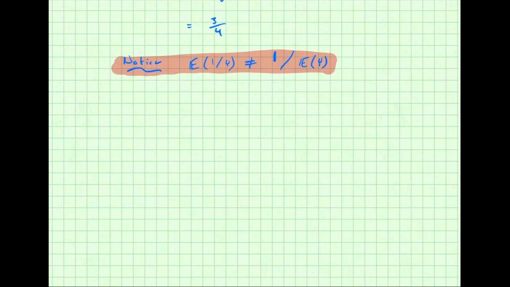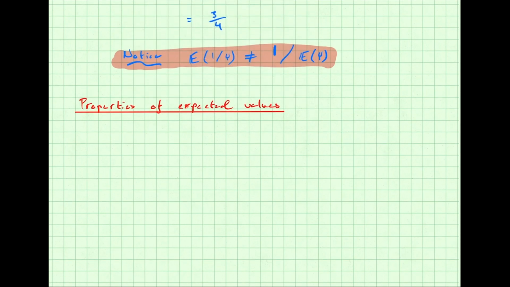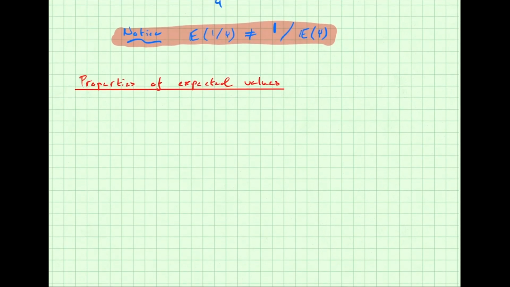Okay, so now we'll finish off with just going over some general properties of expected values. We'll prove one of them, but most of them we won't. So these are going to be generic properties. Okay, so the first property is the following, and then we'll prove it.